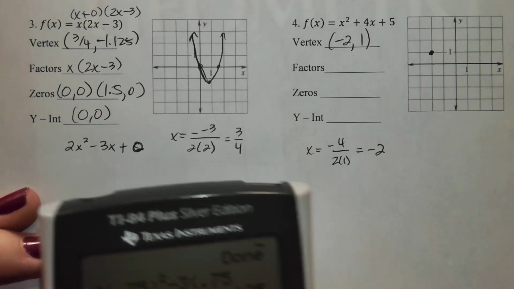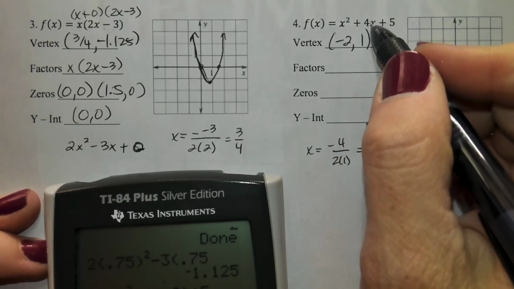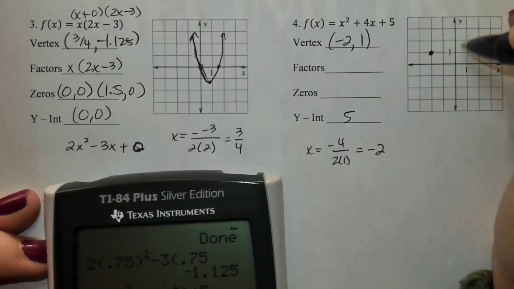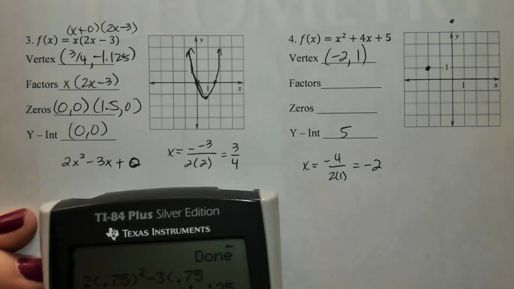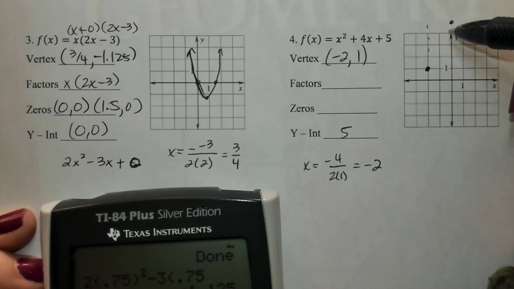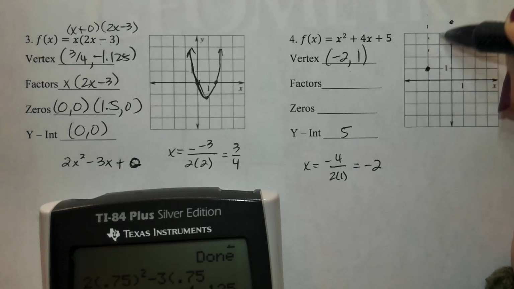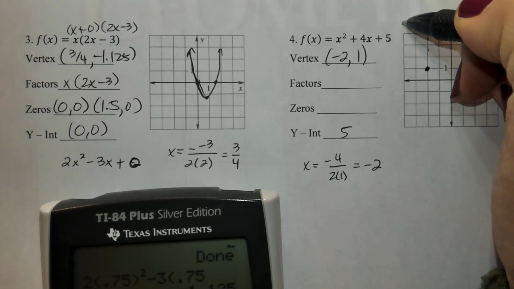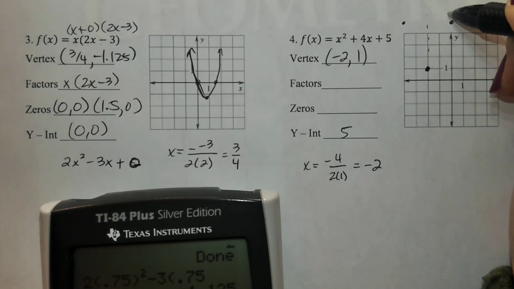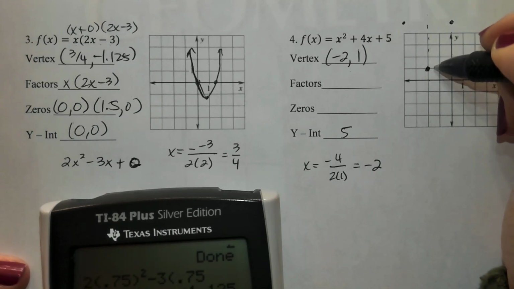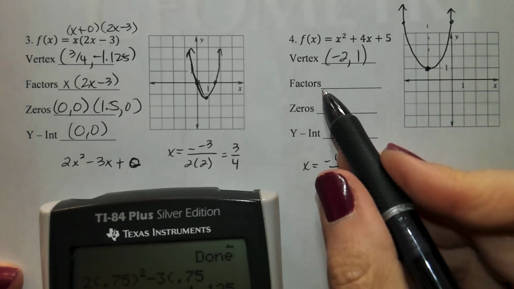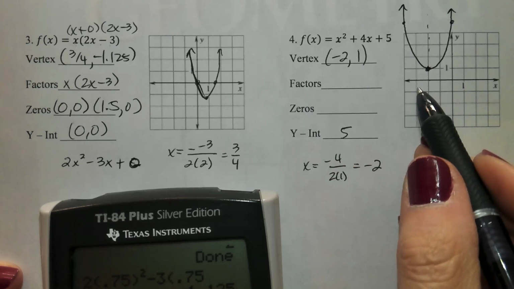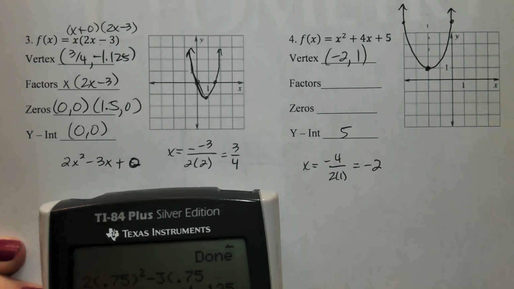Factors, zeros, y-intercept. For y-intercept, I'm just going to let those be 0, so that means I'm a 5. 1, 2, 3, 4, 5, right about there. And I need the mirror match on the other side. This is my axis of symmetry, so I just need to go on the other side and have a match. I know this parabola opens upwards, so that's pretty great. And then the last thing we have to find is our x-intercepts, which are factors, but we don't even touch the x-axis right now.